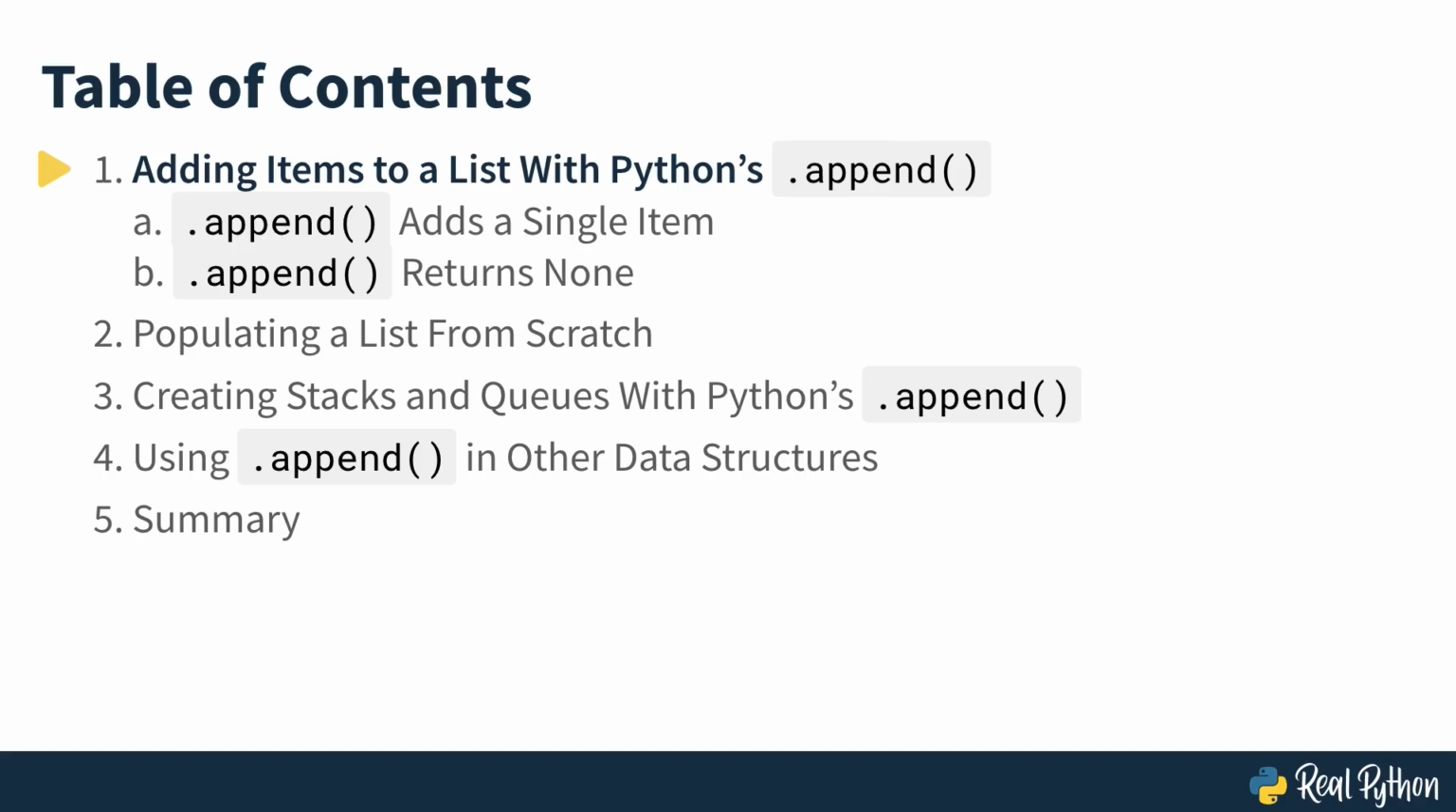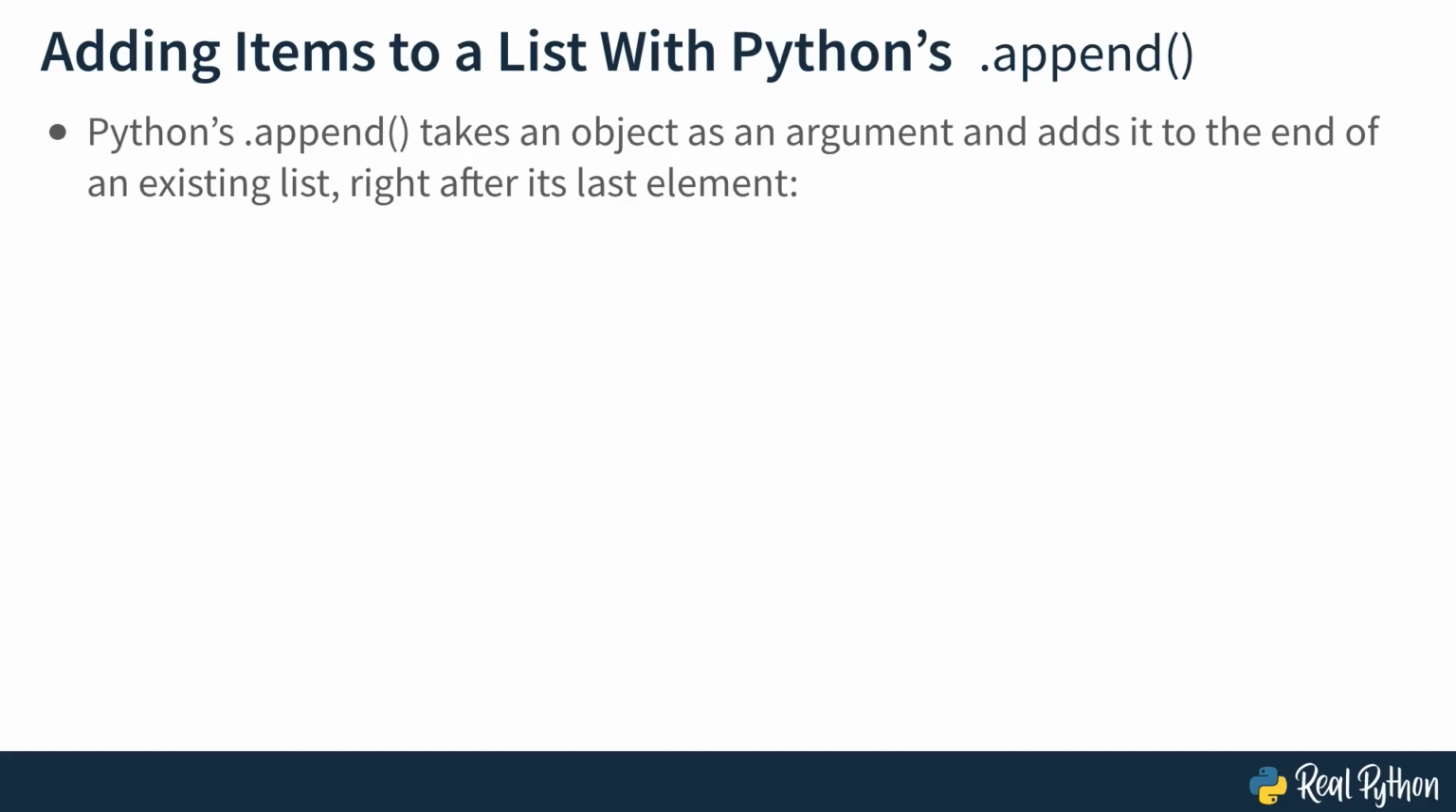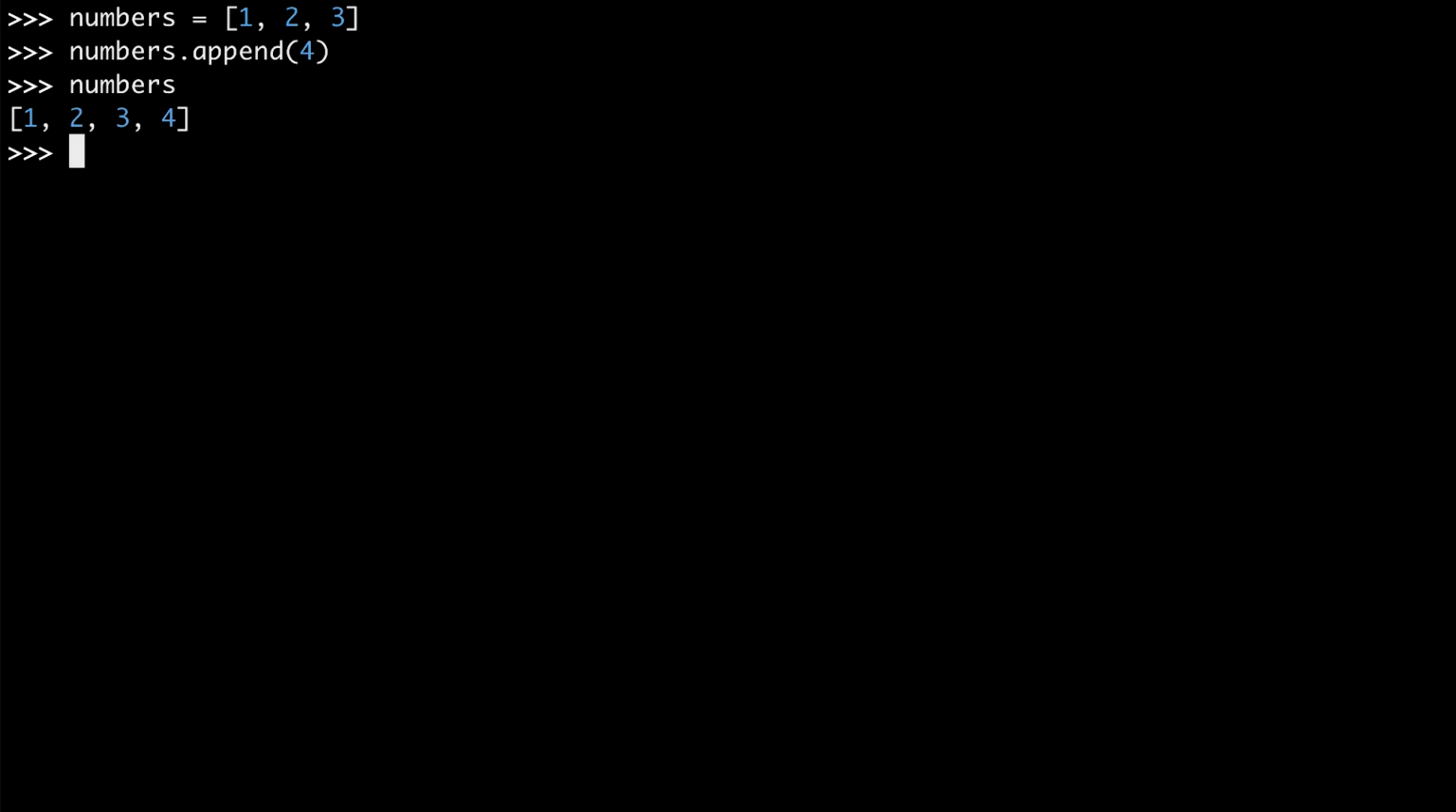In this lesson, you'll see the basics of using the append method. The append method takes an object as an argument and adds it to the end of an existing list. For example, suppose you create a list and you want to add another number to it. You would do so by using the append method by first typing the name of the list, followed by a dot, then the call to append, putting in parentheses the object you wanted to add. And now you can see that 4 has been added to the end of the list.